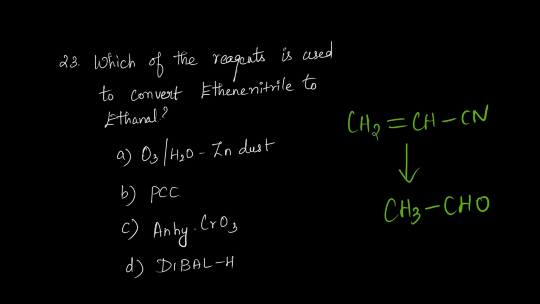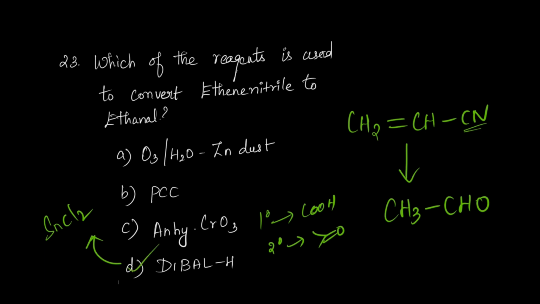So you can see, ozonolysis, will that give you this? No. If it is having the CN, that won't be the possible way. And PCC, that is a mild oxidizing agent, will not do anything with this. Anhydrous CrO3, that is called Jones reagent, which will convert primary alcohol to COOH and secondary alcohol to ketone, but that will not do this. What about DIBAL-H, which is diisobutylaluminium hydride, which is the alternative for SnCl2? That is the right answer to this question.